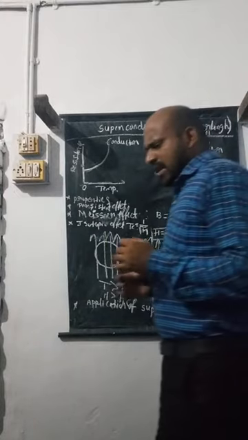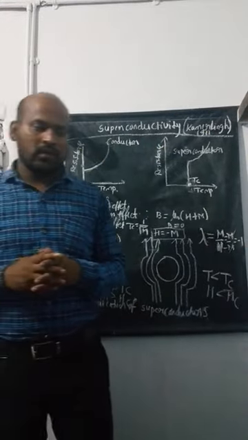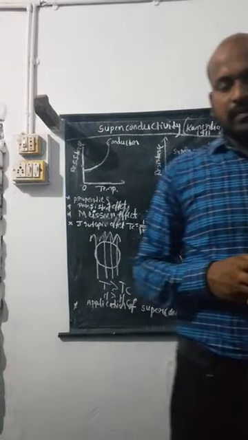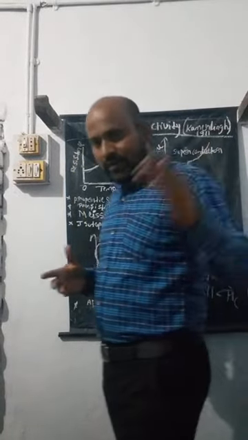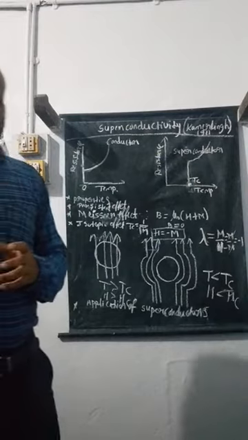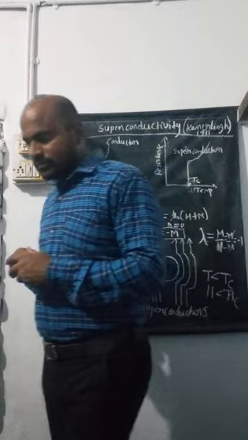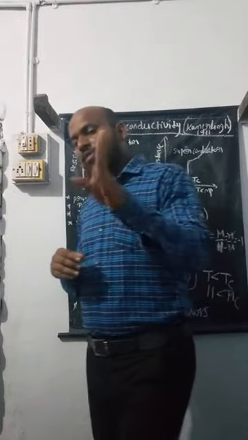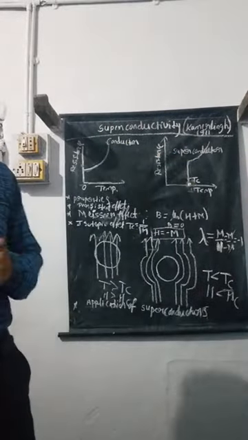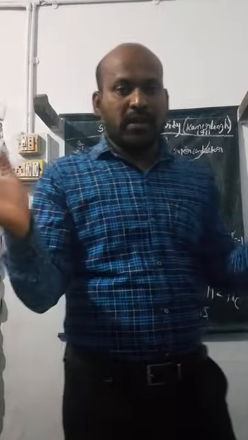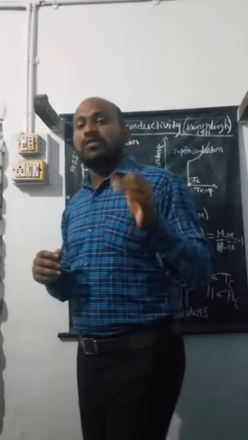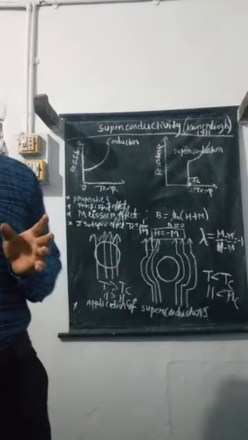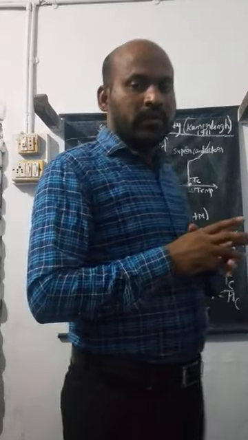When a specimen is cooled in a magnetic field below the critical temperature, or equal to or very close to a particular temperature, the specimen becomes a superconductor and the magnetic field will be expelled or excluded. Are you getting my point?